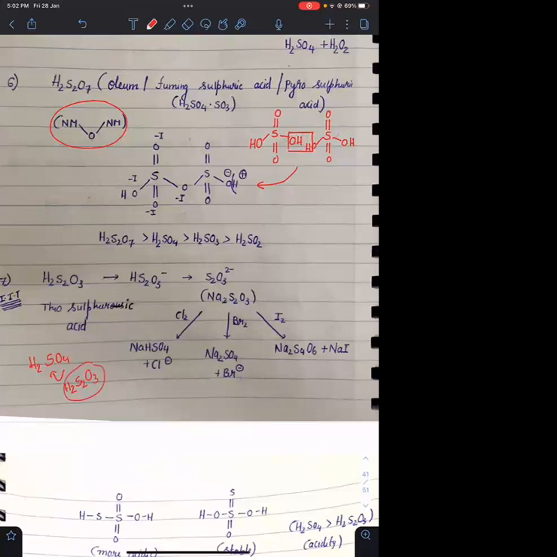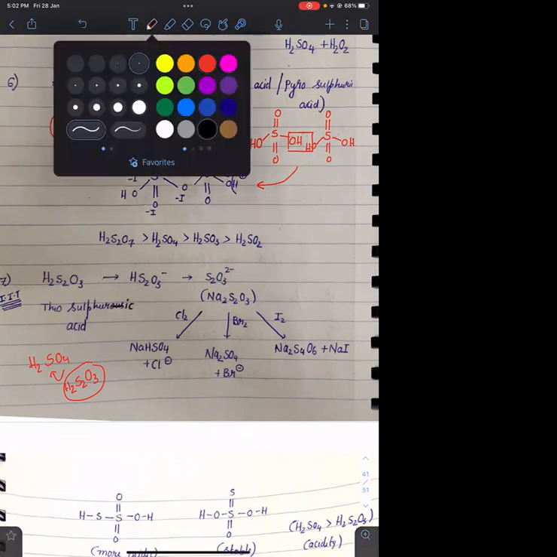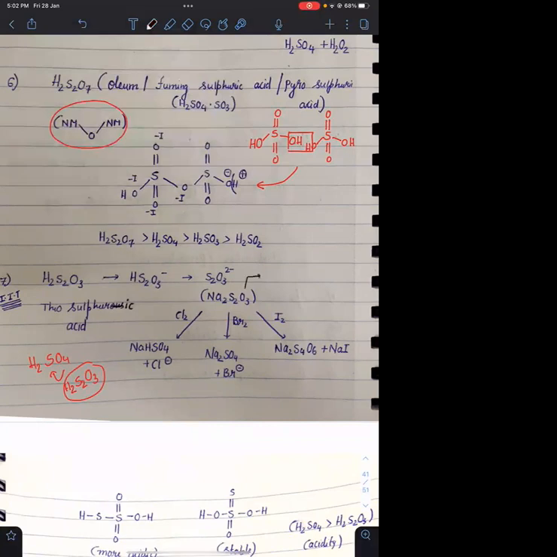Is that clear? So it is thiosulfuric acid, which is also a dibasic acid, meaning it can give 2 H positive. Giving one H positive it converts to HS2O3 minus, and giving another H positive it converts to S2O3 2 minus. Its salt is sodium thiosulfate. Everyone concentrate here once. This is important.